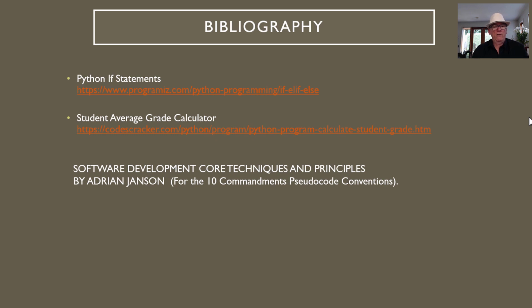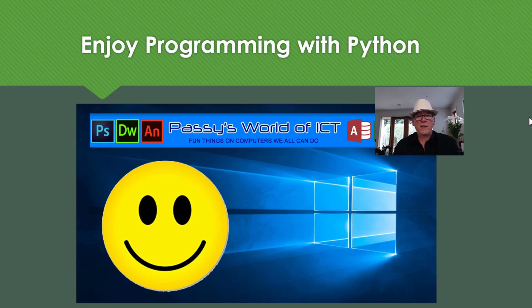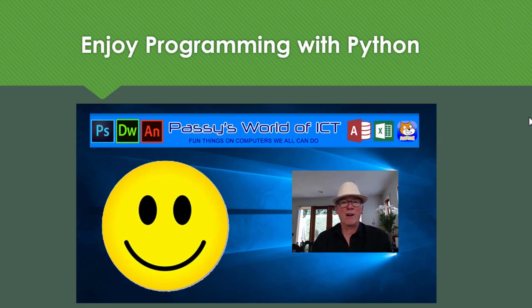All right, so the bibliography, just where we got some of this information from: programiz.com had some good stuff on if and elif for Python, and the student average grade calculator actually came from a site, codescracker.com, so you can check out those sites if you want to look at some more Python things. And our 10 commandments, back near the beginning of the presentation, were from the book by Adrian Jansen. So if you're here in Melbourne, Australia, doing software development as one of your VCE subjects, that's the textbook you're using, and these are all the things you need to know for VCE software development.